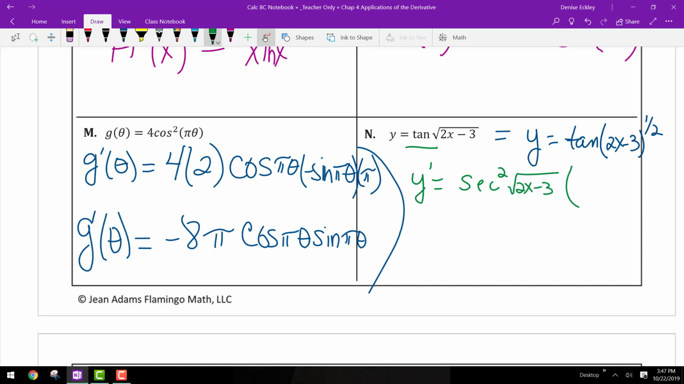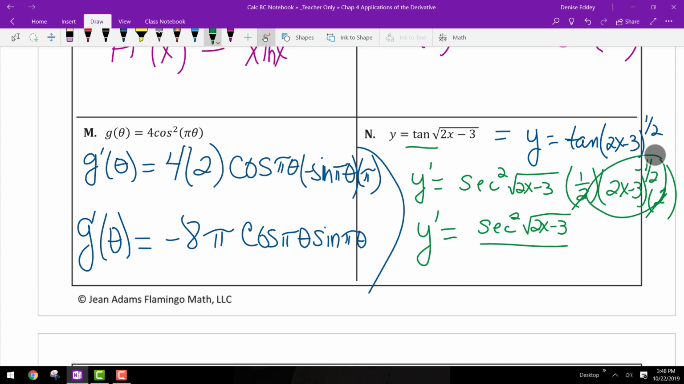And now we have to take the derivative of the square root of 2x minus 3. So we have a power, so we're going to bring that 1/2 down, lower the power by 1, so then we're going to have 2x minus 3 to the negative 1/2, and then take the derivative of 2x minus 3, which is 2. So the half and the 2 cancel, so we're left with y prime equals secant squared, the square root of 2x minus 3, and then we have this square root of 2x minus 3 that needs a positive exponent.